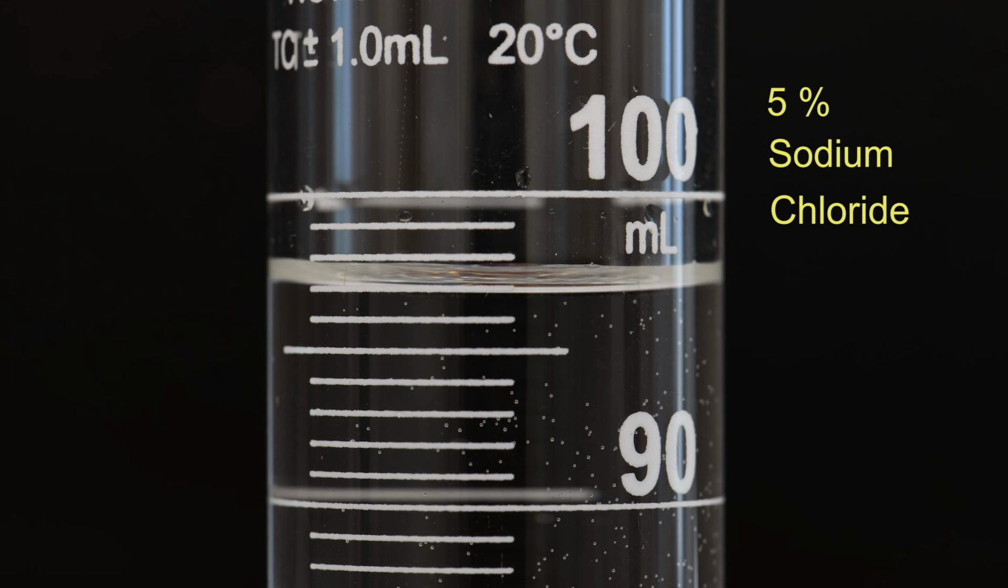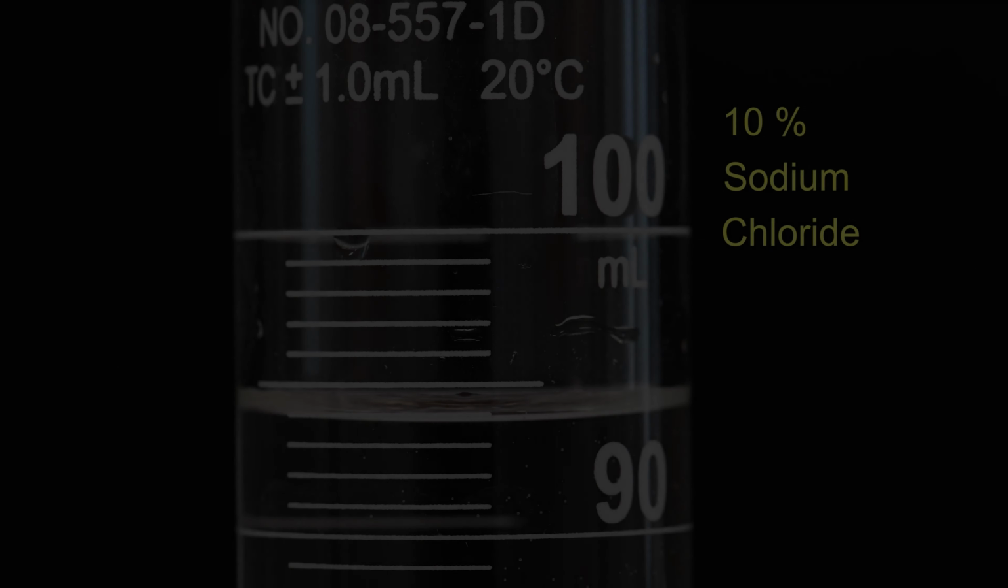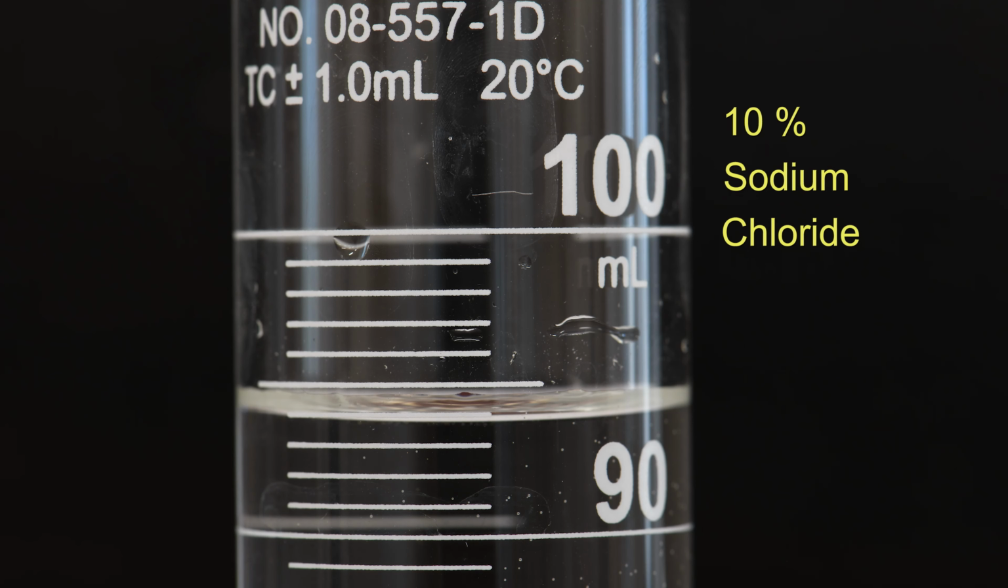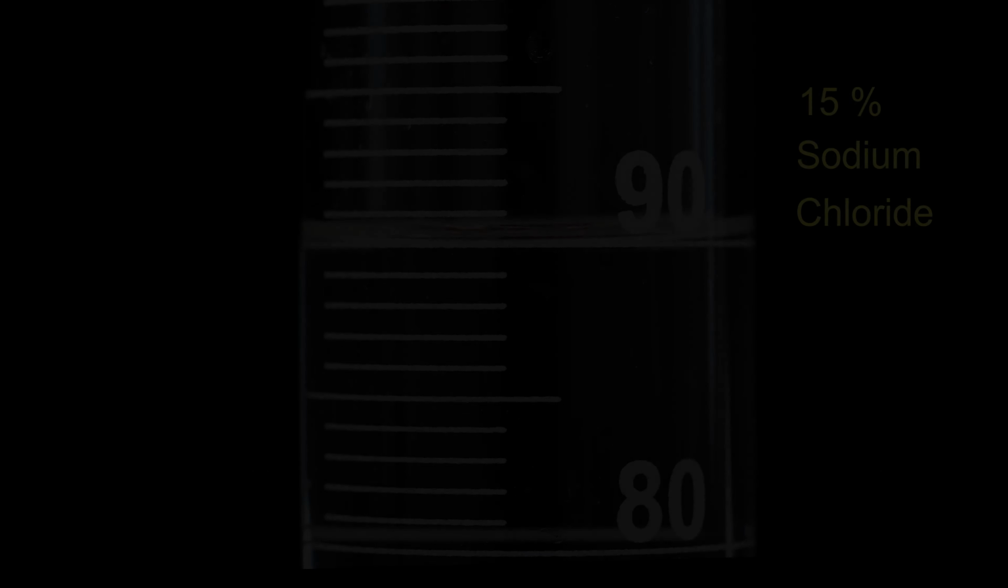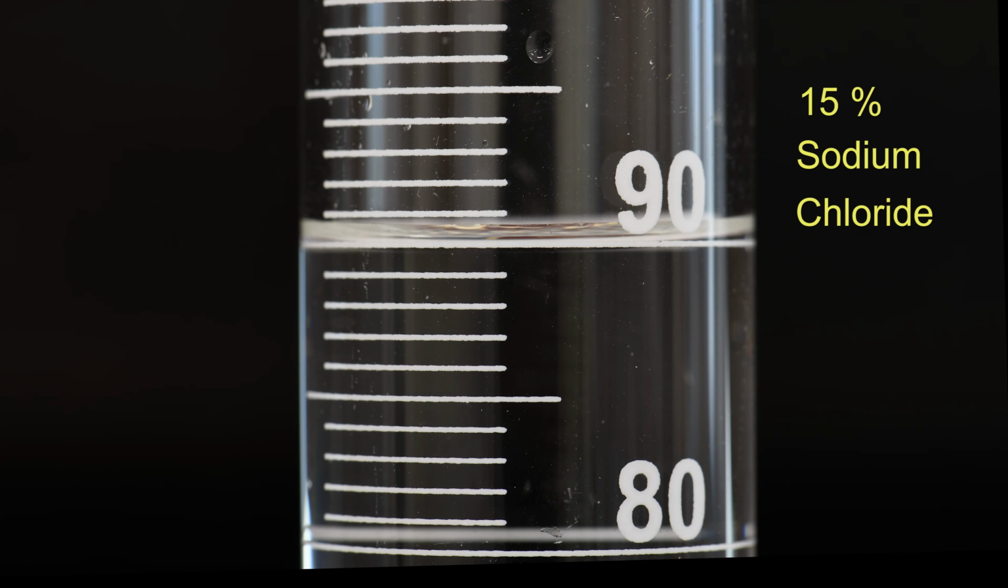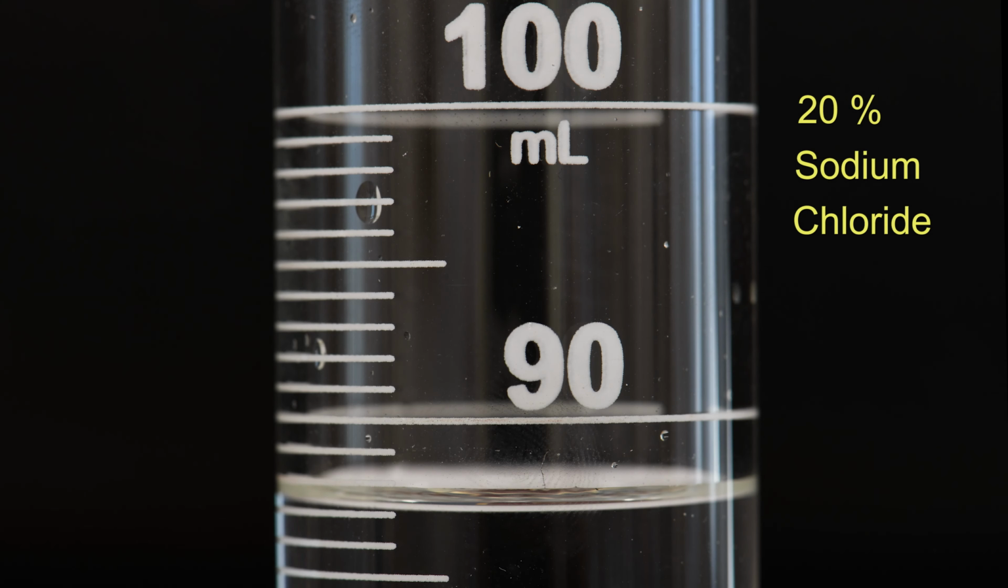Now let's go ahead and measure the volumes of each of our 16 samples. So this will be our 5% sodium chloride solution. Next, we have our 10% sodium chloride solution. This is our 15% sodium chloride solution. And this is the 20% sodium chloride solution.